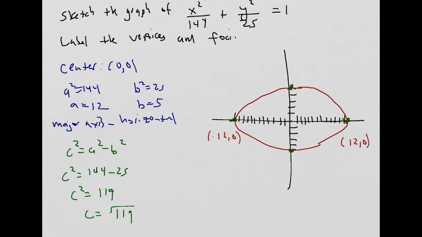For the square root of 119, we're just going to have to eyeball that. It's a little less than 11, so between 10 and 11. So what does that mean? It means the foci are going to be located about somewhere over here, and somewhere over here. So the foci, essentially we can say, are plus or minus the square root of 119, 0.